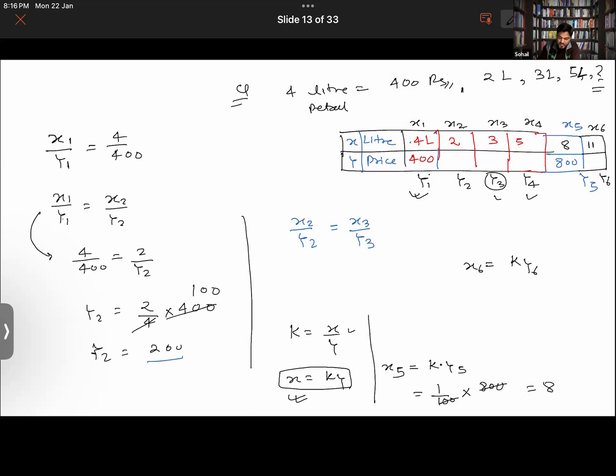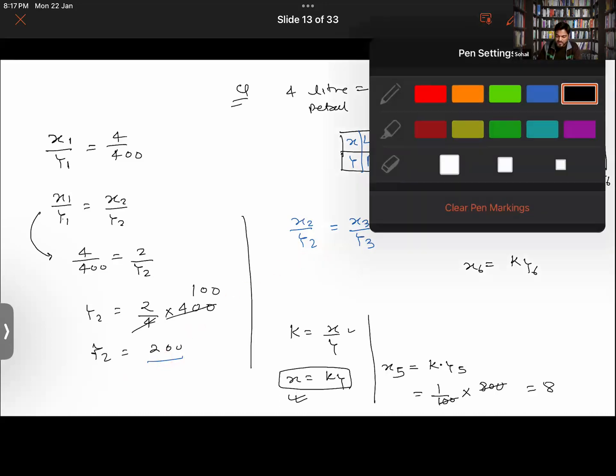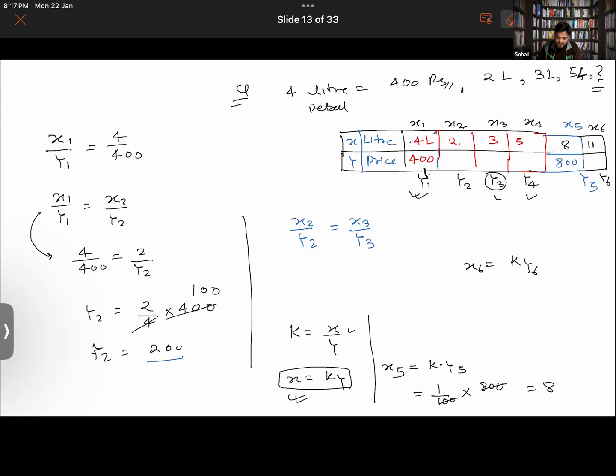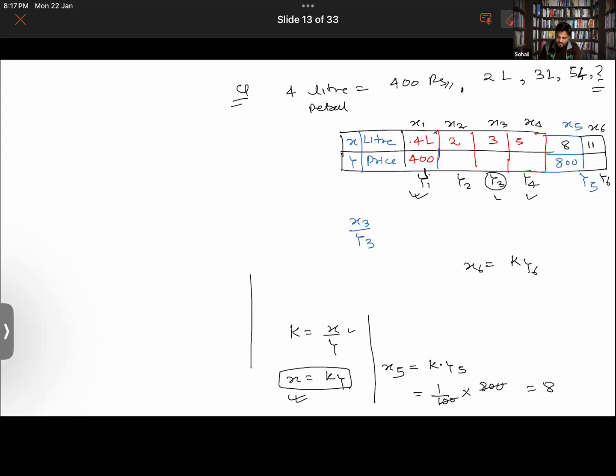Right now, here you will be equating x1 upon y1 equals x2 upon y2. Why can we equate? Because we know they are in direct proportion. If they were in inverse proportion, then you could not do it this way. Okay? So x1 upon y1 equals x2 upon y2. We get the value of y2 here as 200, right? Further, we said there's one more method in order to find the given values just by looking at what constant we are getting.